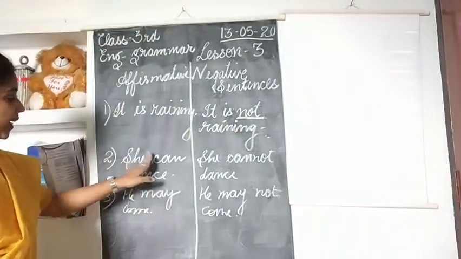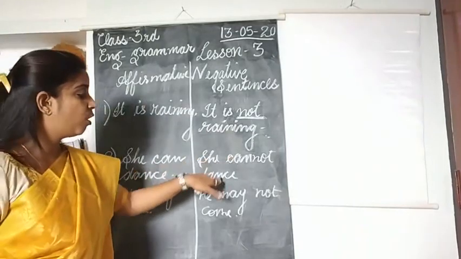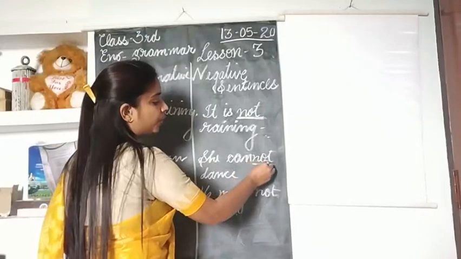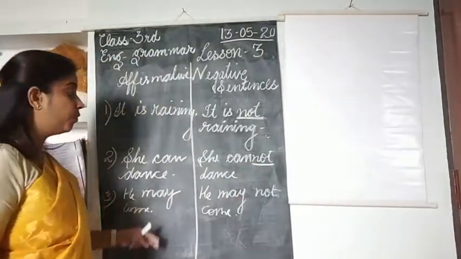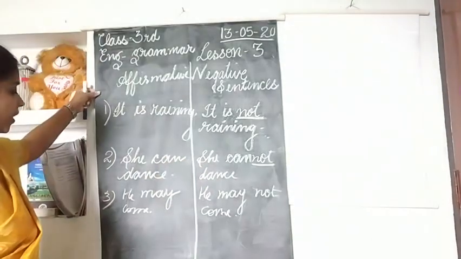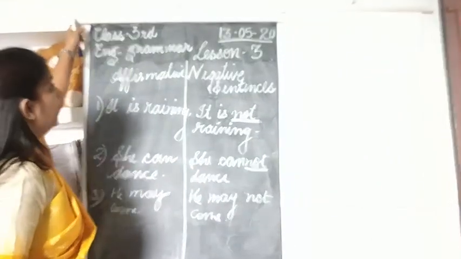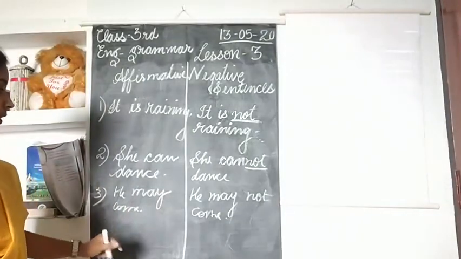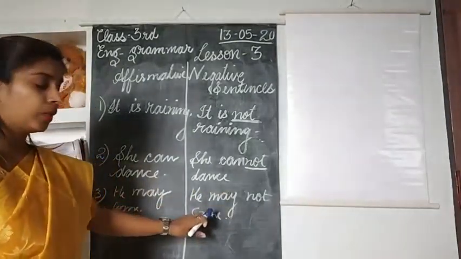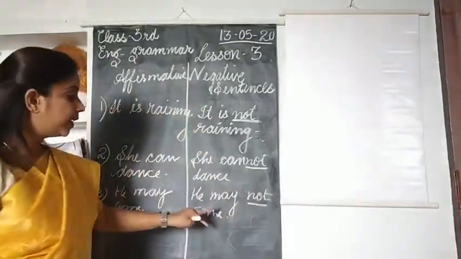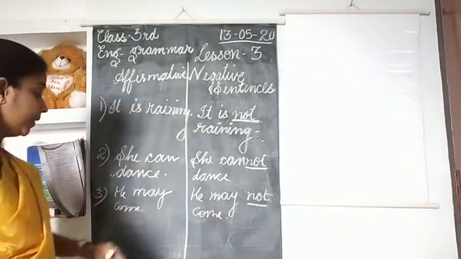Now, she can dance, she cannot dance. Here again you can see in the sentence, children, the word not is used, which makes it a negative sentence. Number 3, he may come. See, here it's a positive sentence, an affirmative sentence. He may not come. Here again you can see the word not is used, which makes it a negative sentence.